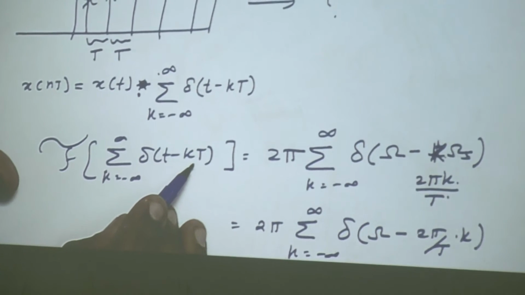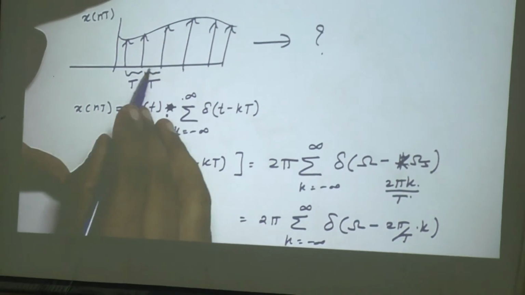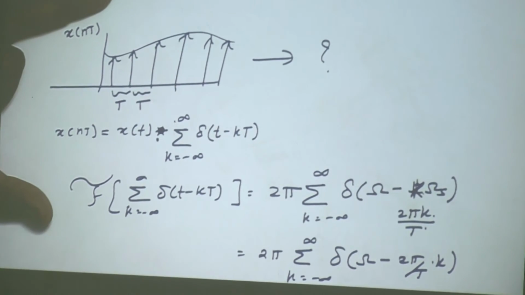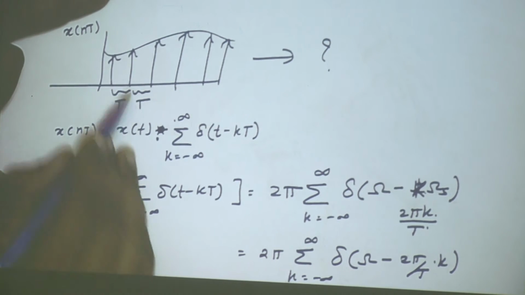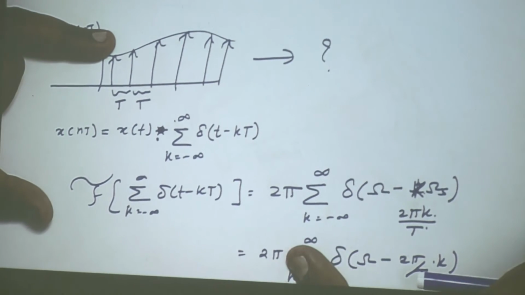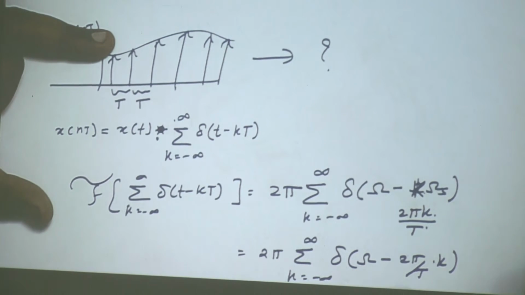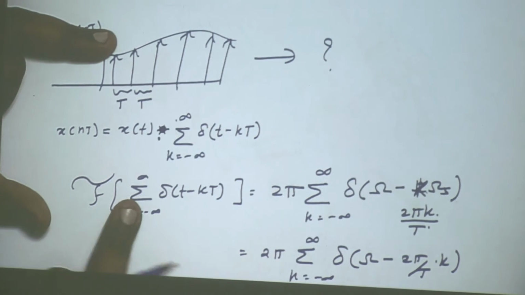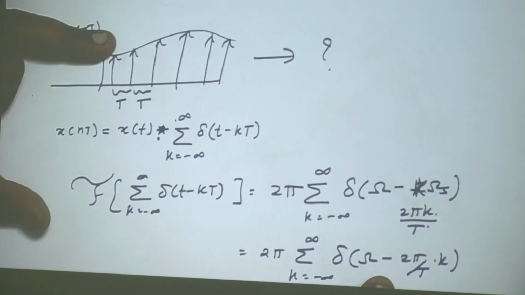The train of impulses, that is, each sample is at a distance of capital T here, then its Fourier transform is a train of impulses. But what is the distance between the two impulses? It's 2 pi by T. Smaller is the distance here, larger is the distance in the frequency domain. Duality property. Larger is the distance here, smaller is the distance in the frequency domain. Very important result. Fourier transform of a train of impulses is a train of impulses. Alright?